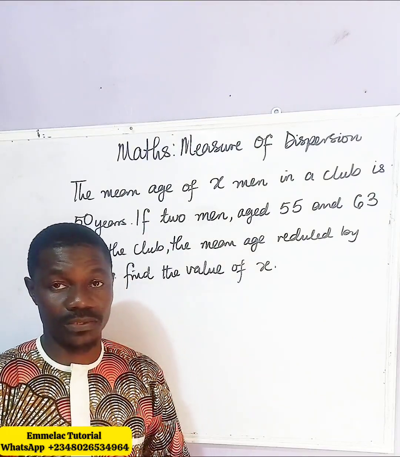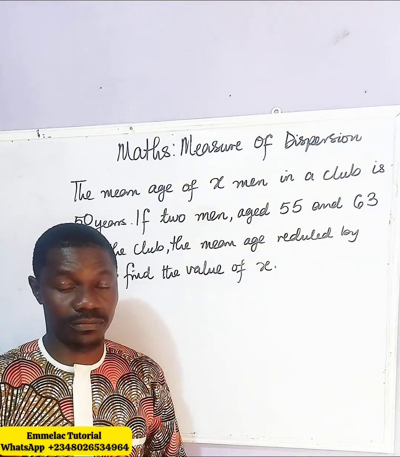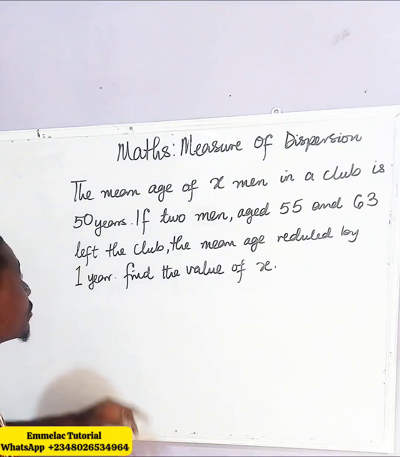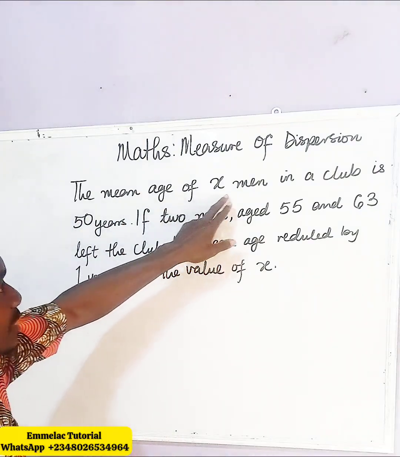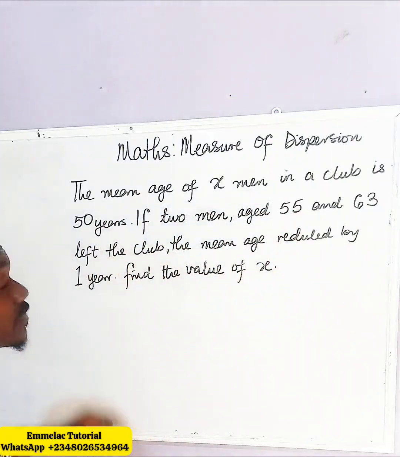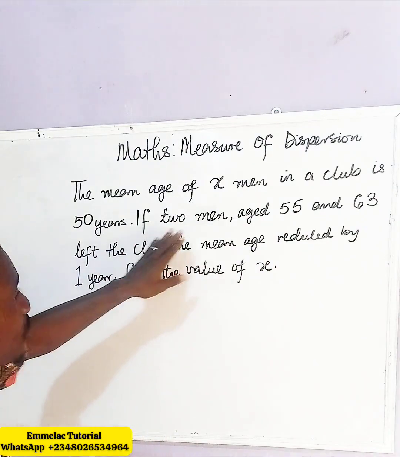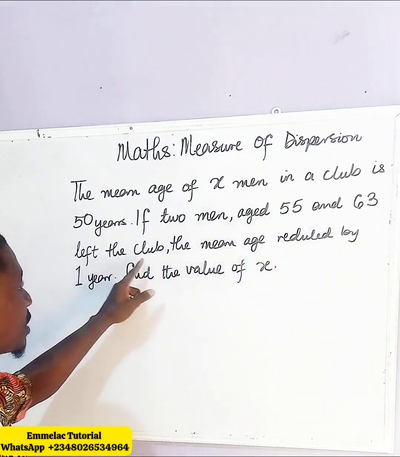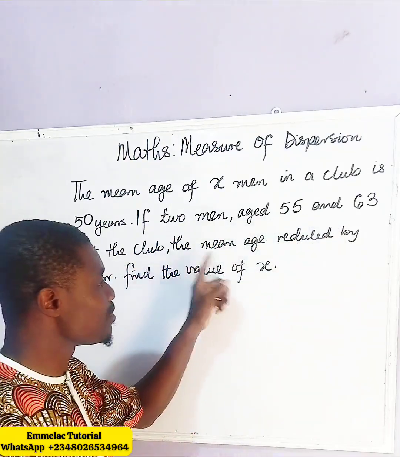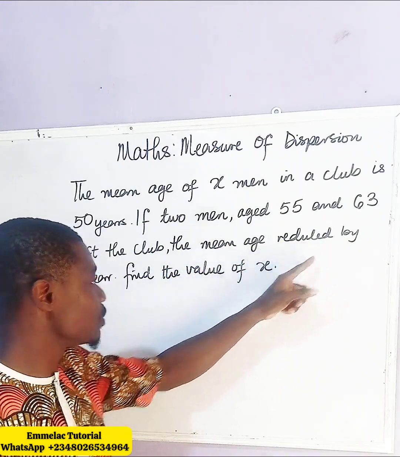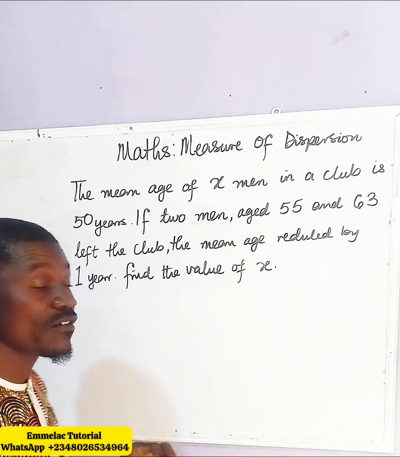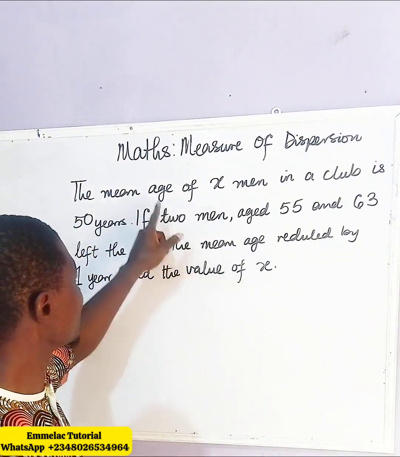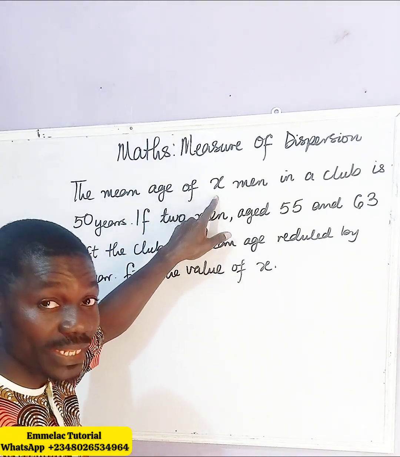Welcome to Algebraic online tutorial, and before us is this question in measure of dispersion. It reads that the mean age of x men in a club is 50 years. Now if two men aged 55 and 63 left the club, the mean age reduced by 1 year. Find the value of x. Now take note, x is the number of men in the club.